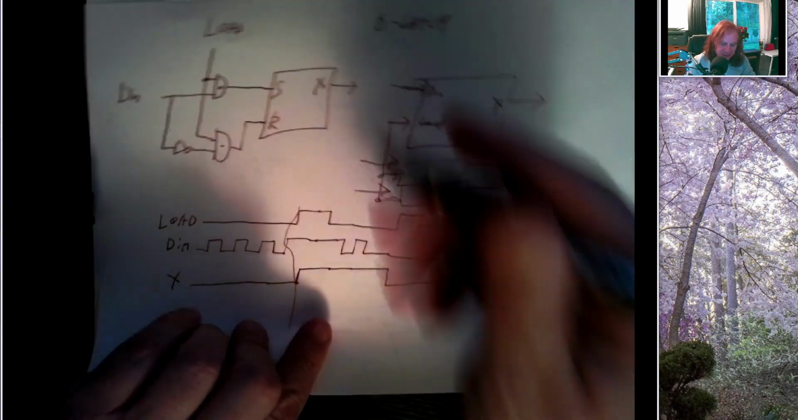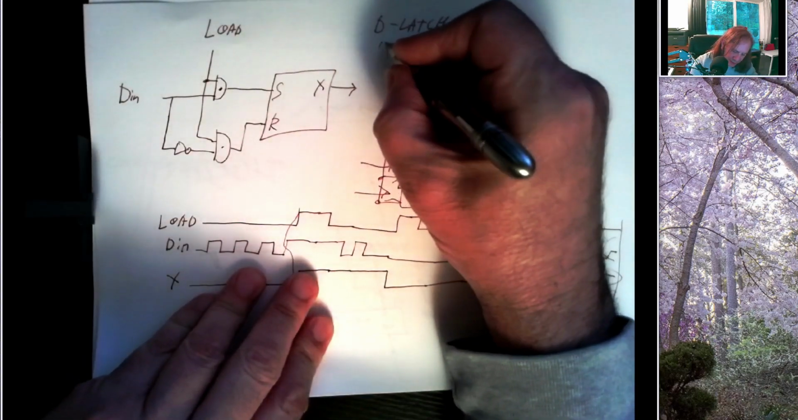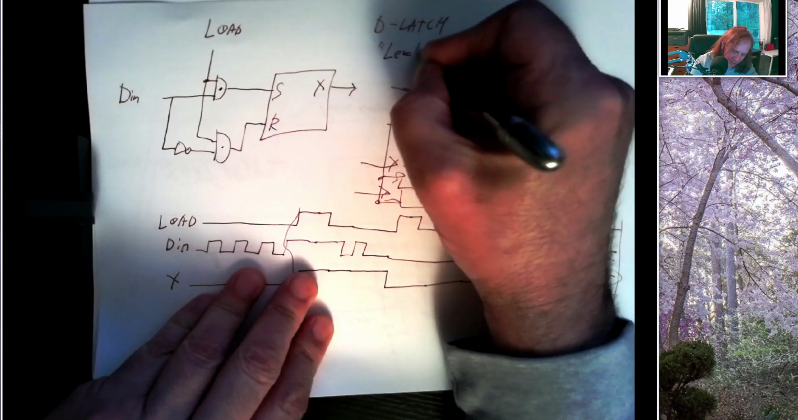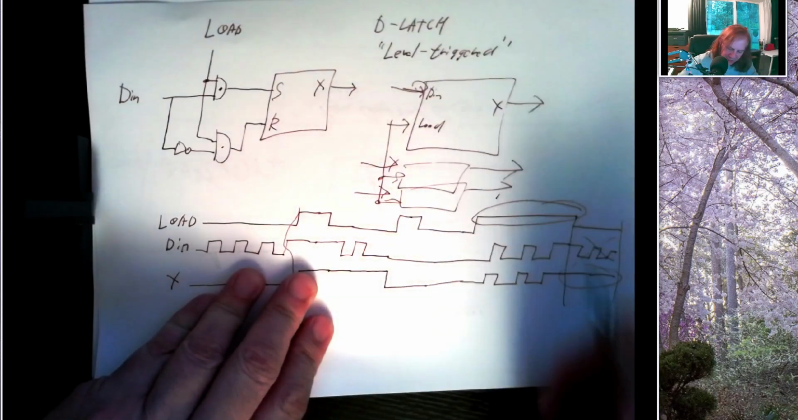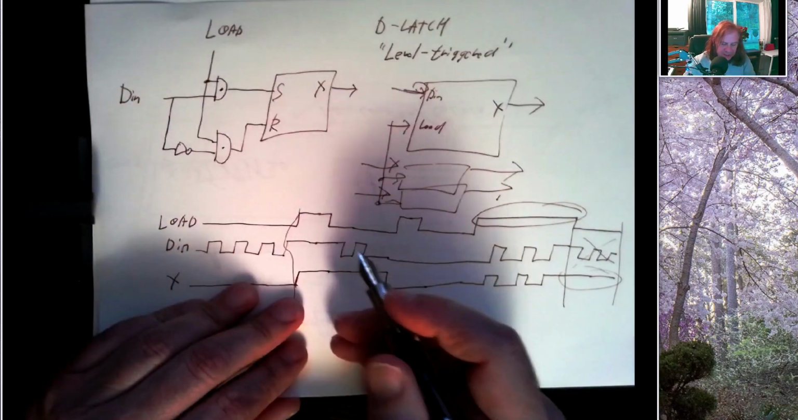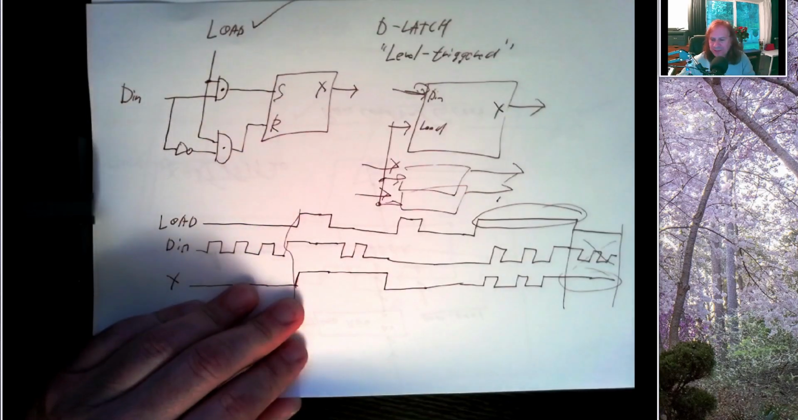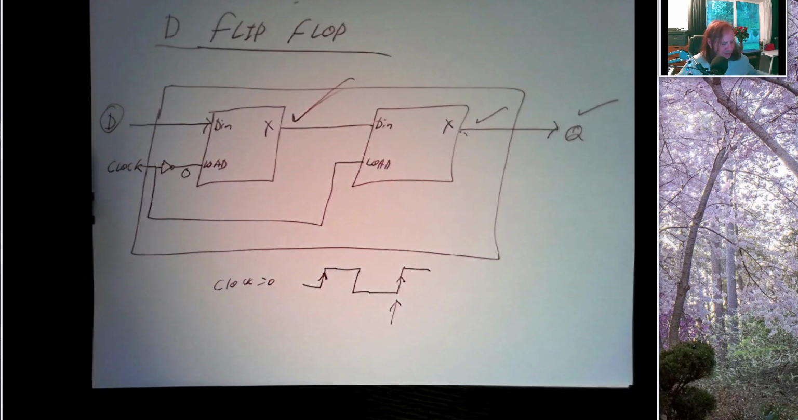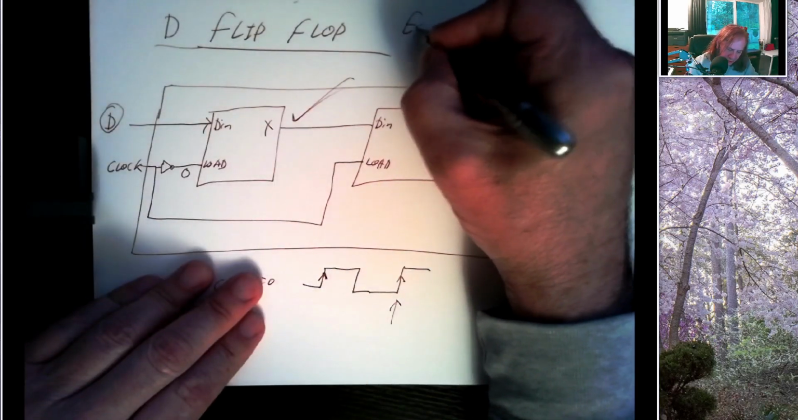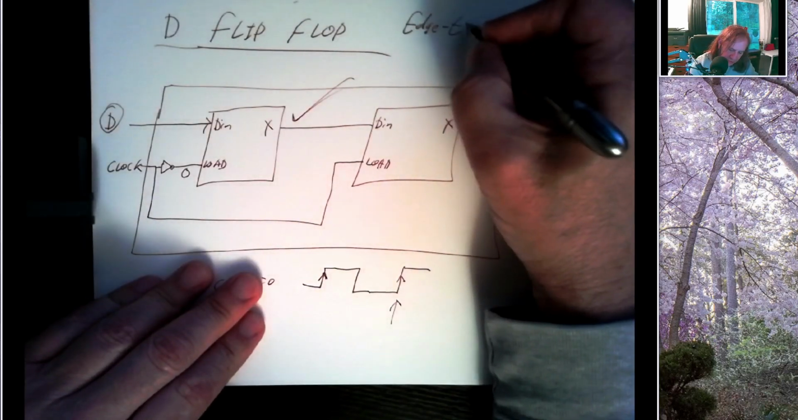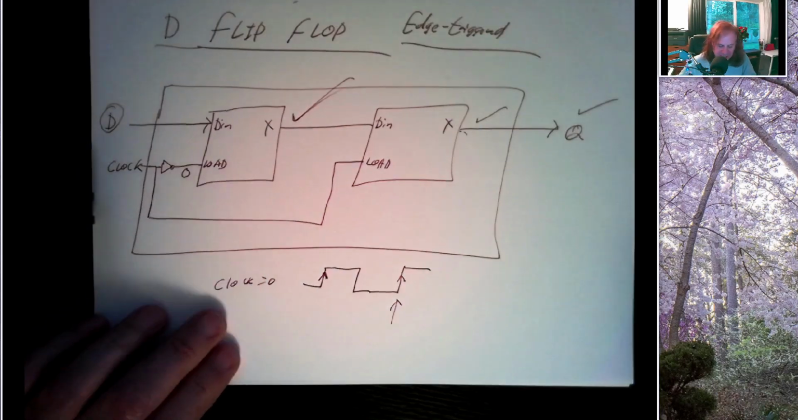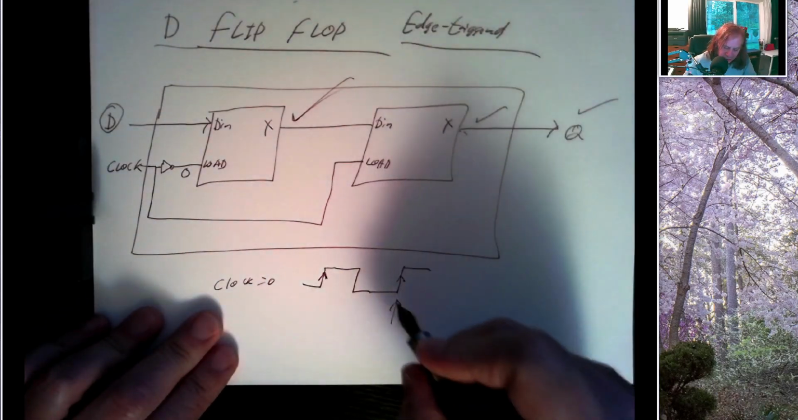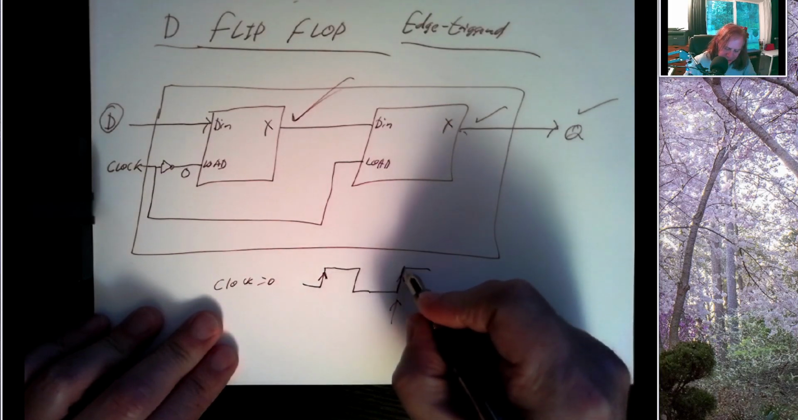So the terminology here: a latch is what we call level triggered, meaning the output follows the input depending on the level of this load line, whether it's high or low. A flip-flop is what we call edge triggered, meaning that the output changes only when the clock transitions from a 0 to a 1.